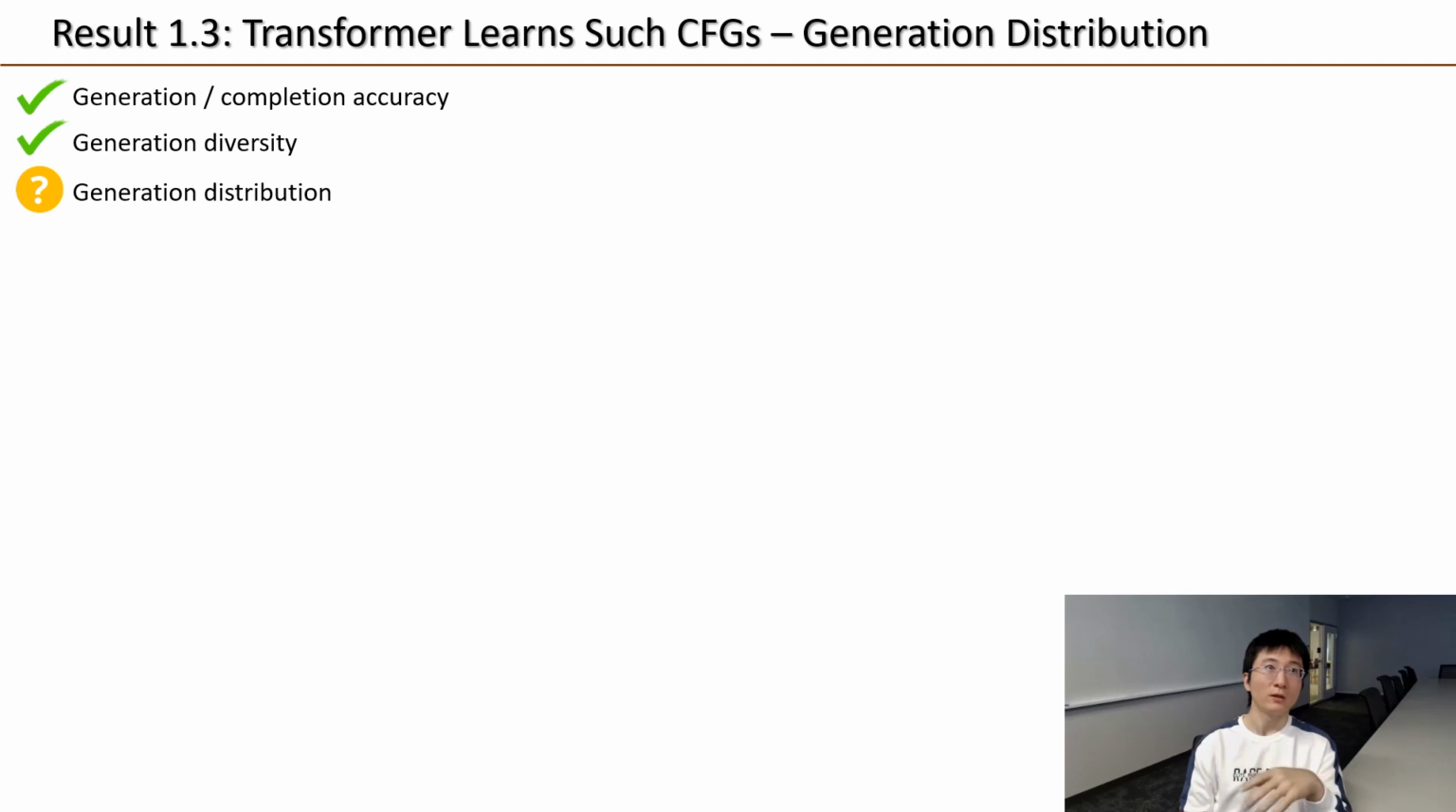So I claim that in order to convey the point that a transformer learns such CFGs, not only do we have to look at accuracy and diversity, but there's another important aspect, that is the distribution. That is, for each sentence, are we generating it with the correct probability compared to the ground truth? Of course, we cannot directly compare the two distributions because the support size is more than 10 to the 80, which is too huge. But at least we can do a weaker version of the comparison.